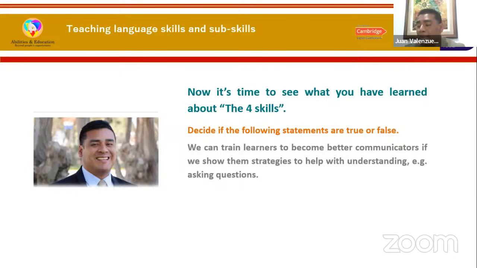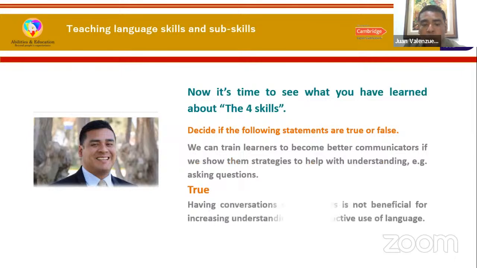Okay, let's see. Is this true or false? Yes, it is true. Excellent, Aleida. Now, having conversations with the students is not beneficial for increasing understanding and productive use of language. Is this true or false? Having conversations with the learners is not beneficial for increasing understanding and productive use of language. Is this true or false?